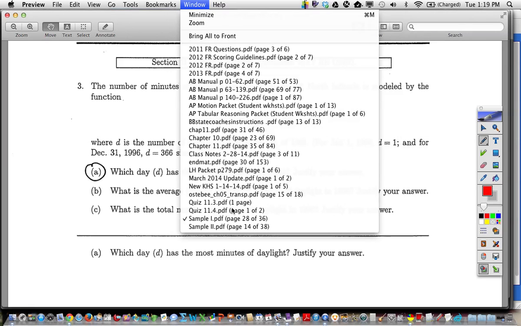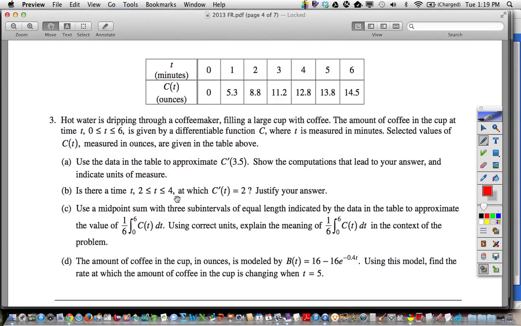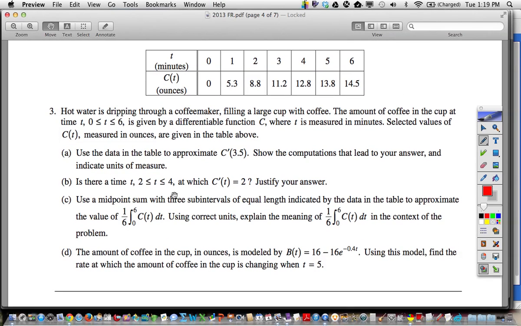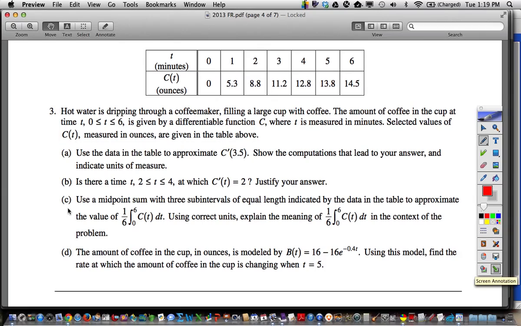I'm going to put another problem up here. This is from last year's free response. This is a table of data, hot water dripping through a coffee maker, the amount of coffee in the cup. So this is ounces of coffee filling this cup. And I would point your attention at C here, which is very similar to the one we just did, but it's a midpoint sum. So it wouldn't be a bad little problem to do. Now, I'll put that up here in a second.